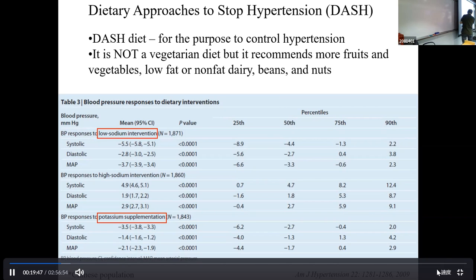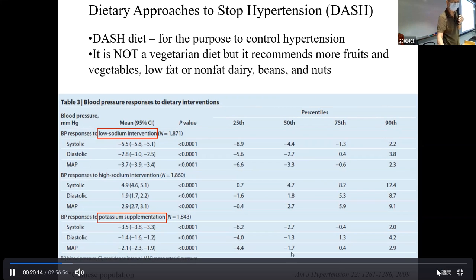What if you increase your potassium intake through supplementation? You decrease it by 3.5 and 1.4. Of course, you see that the effect of a potassium increase is less than that of a decrease in sodium. So ideally, the most effective way is to reduce your sodium and then increase your potassium.